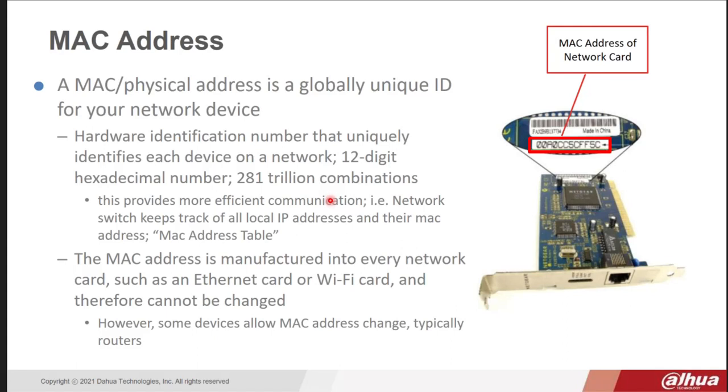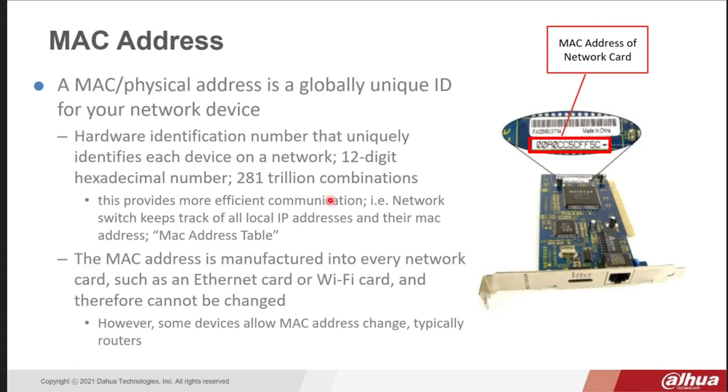Now, a MAC or physical address is a unique ID for your network device. Specifically, it's a hardware ID number that uniquely identifies each of the devices on a network. That's provided by this 12-digit hexadecimal number, and it actually provides 281 trillion combinations. The point of having this MAC address is that it allows for considerably more efficient communications.